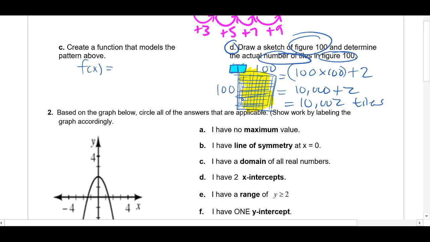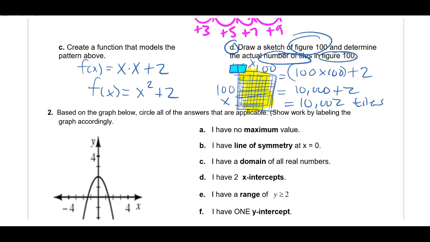So let's call the figure number x. And so instead of 100, we could say x here, and we could say x up here. And to get the total, it was 100 times 100 plus 2. So for an equation, it would be x times x, and then we add 2. But then let's simplify that, because x times x is x squared, and then plus 2.